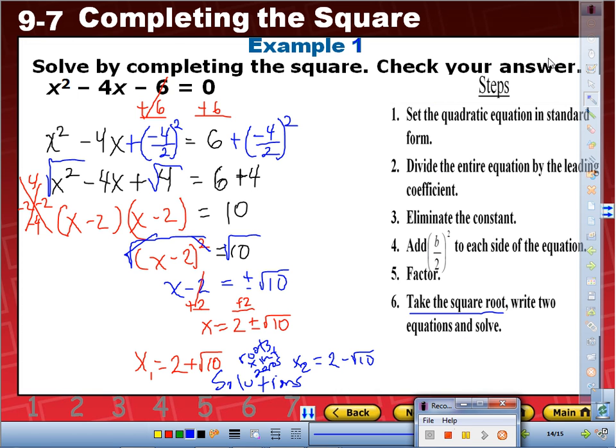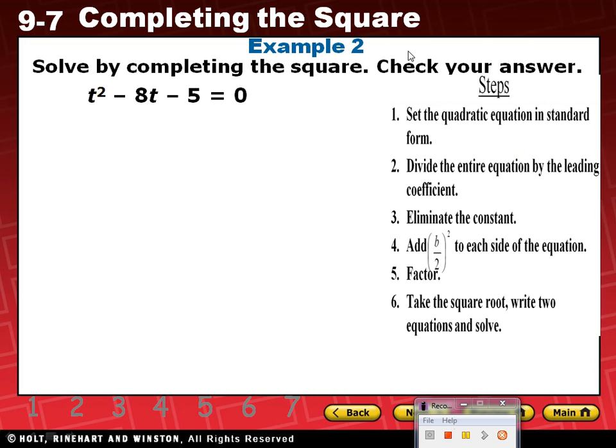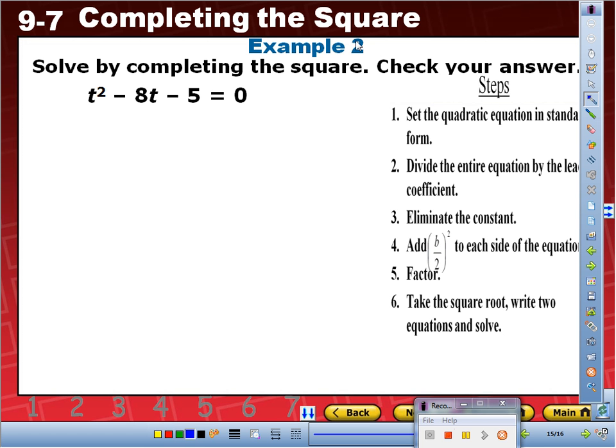Let's do another one together. Here we go. Copy this one. Example 2. Example 2 says, same thing. You already have the instructions. I just want you to write example 2 and copy the equation t squared minus 8t minus 5 equals 0. So here we go.